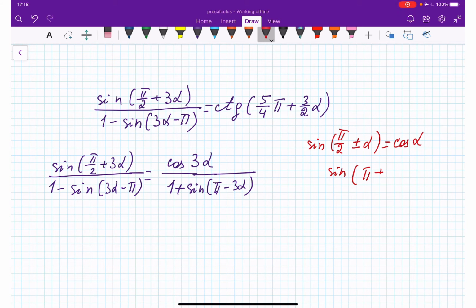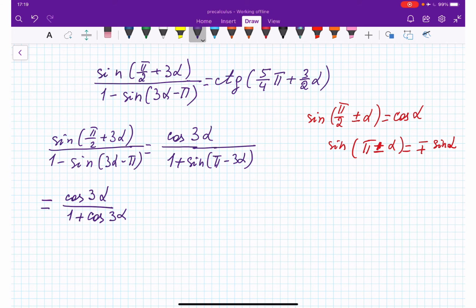And for this case, I'm going to apply the formula: sine of (pi plus or minus alpha) is equal to minus or plus sine alpha. If you check it, you will see when we do pi plus alpha, we get negative sine alpha. When we have sine of (pi minus alpha), we get plus sine alpha. While in the case of half a pi, we get positive cosine one way or another, because cosine is going to be positive if you do the plus or minus from half a pi. All right. Next, what we are getting here is cosine 3 alpha, and here I'm getting 1 plus sine 3 alpha, because I have minus 3 alpha.